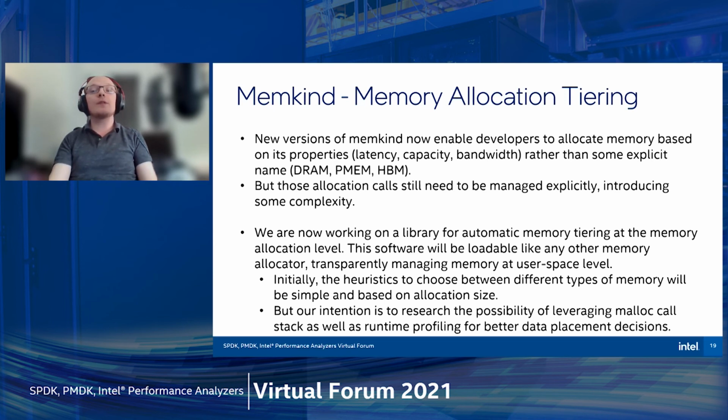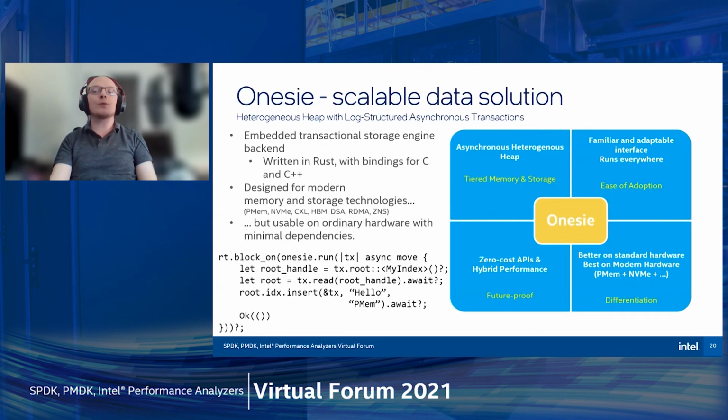We also want Memkind to be even easier to use. And with that goal in mind, we are working on a library for transparent memory tiering at the malloc level. And finally, we are also working on a research prototype, Onesie, a heterogeneous heap with log-structured asynchronous transactions. The idea is to create a unified interface for data access that can efficiently run on systems with just regular DRAM and SSDs, but also systems packed with modern technology, like NVMe or PMem. This will give developers an easy-to-use interface for their memory and storage needs that will scale with the hardware that it's running on. Onesie is an embeddable solution that is being implemented in Rust using its native async support. It exposes ACID transactions with automatic memory management and transparent tiering across different types of memory storage. We are hoping to publish an early version later this year.